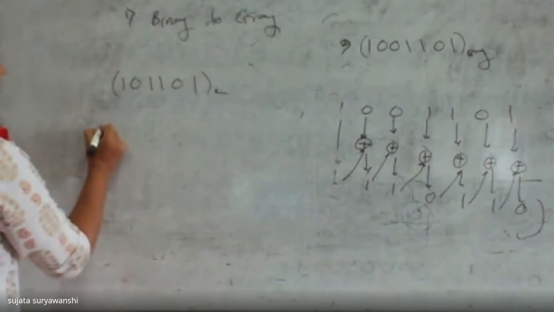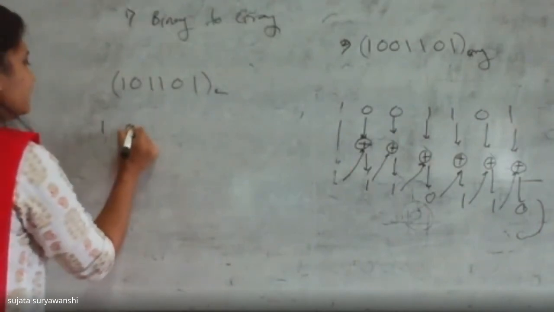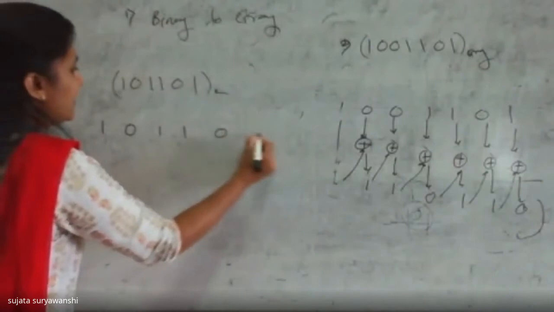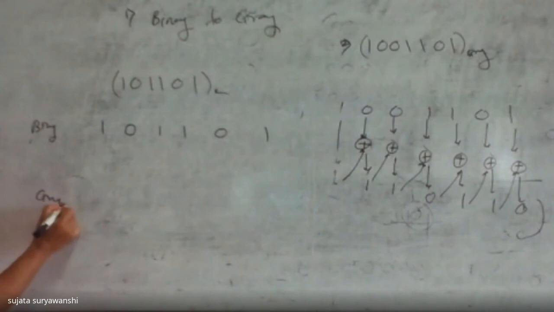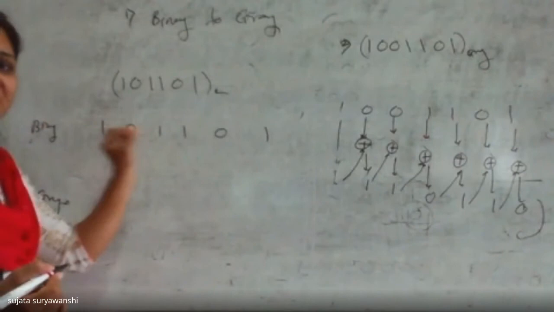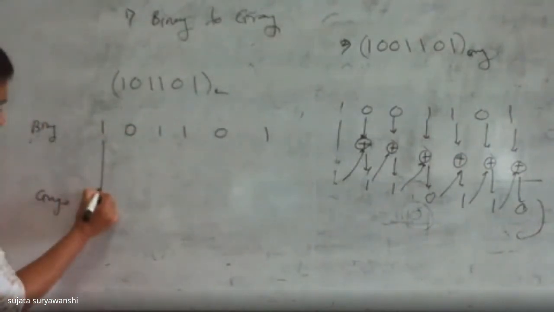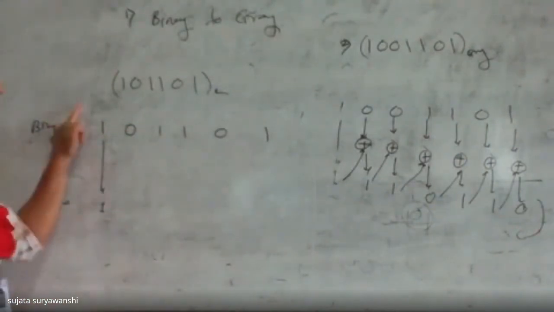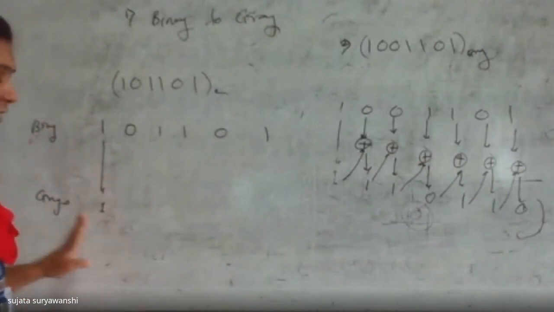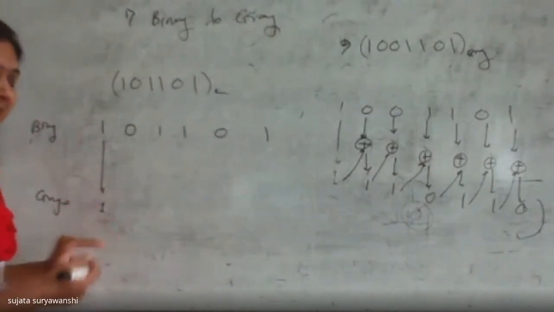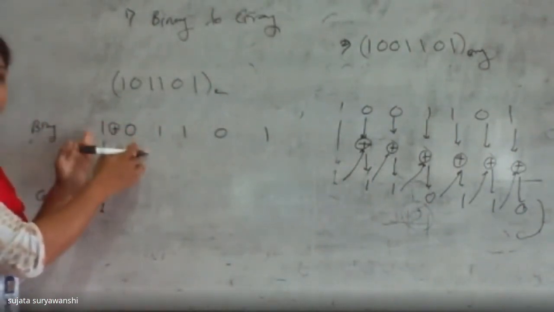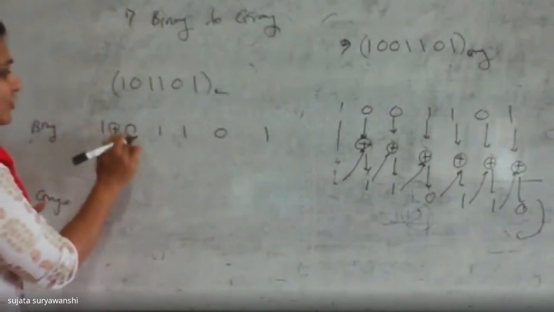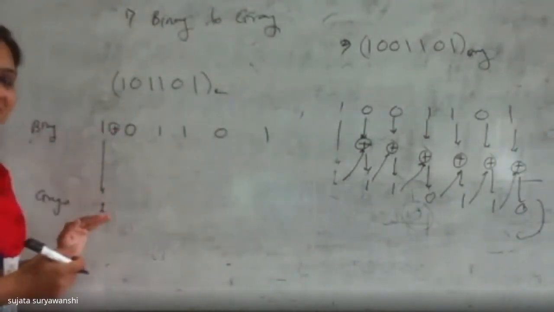So simply write down the binary number as it is: 101101. This is your binary number and you have to convert it into the equivalent gray number. As I told previously, the MSB of gray and binary are the same. So write it down as it is, 1 as it is. After that, don't consider the first bit of gray. Just use the XOR operation on the first and the second binary bit itself. So 1 should be XORed with 0 to get the next gray bit.